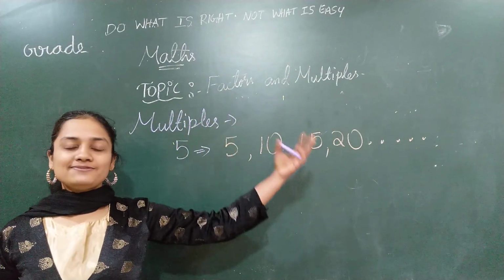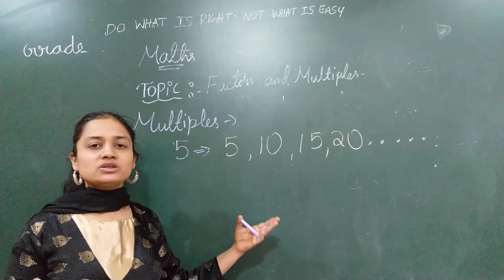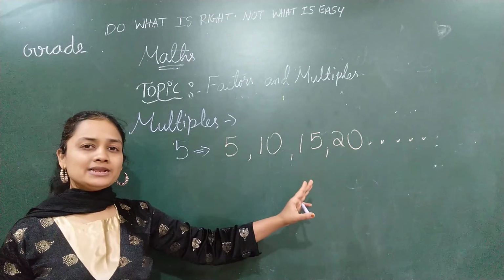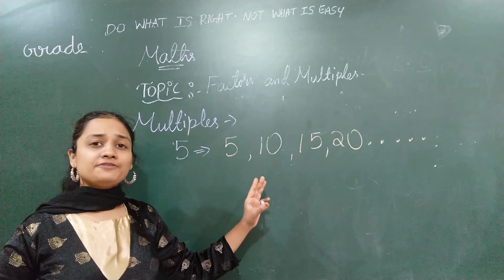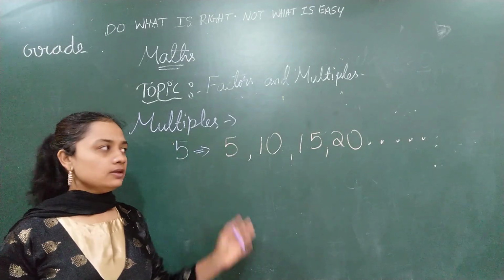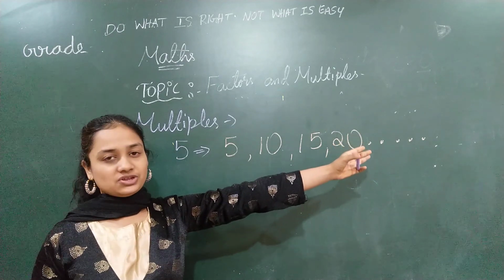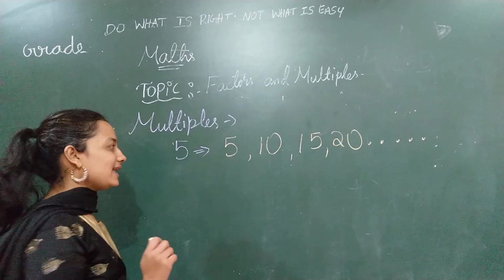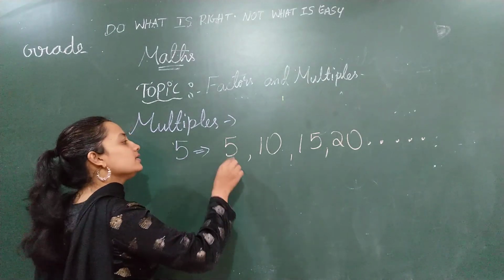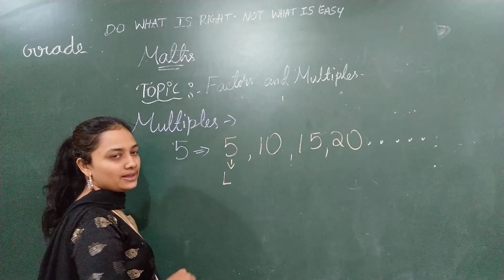The numbers are infinite. You go on multiplying with all the numbers, and you'll keep getting answers here. So multiples are infinite. That is, they don't have an end at all. So you cannot find the last number to say the highest. We can only say the lowest, which is the smallest multiple. So this is my lowest multiple.